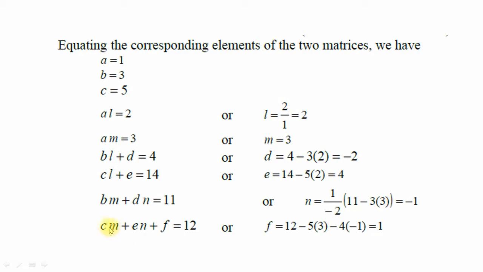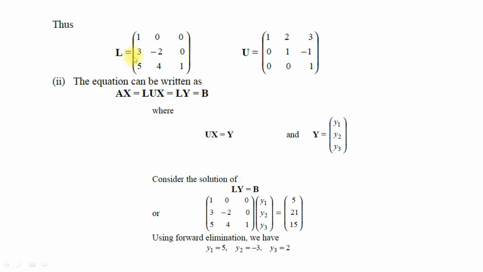Now CM plus EN plus F is equal to 12, and for finding F we can write F is equal to 12 minus CM minus EN. Putting the values of C, M, E and N, we obtain 12 minus 5 into 3 minus 4 into minus 1, which is equal to 1. Now we obtain the lower triangular matrix 1 0 0, 3 minus 2 0, 4 5 1, and the upper triangular matrix 1 2 3, 0 1 minus 1, 0 0 1.